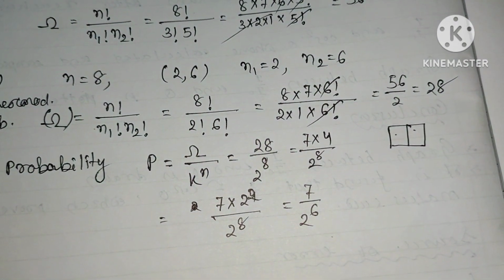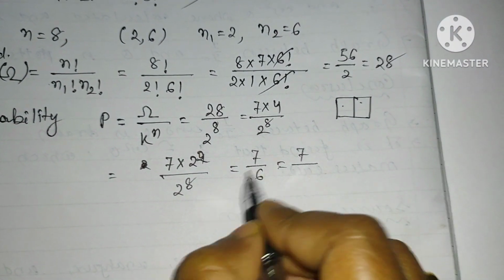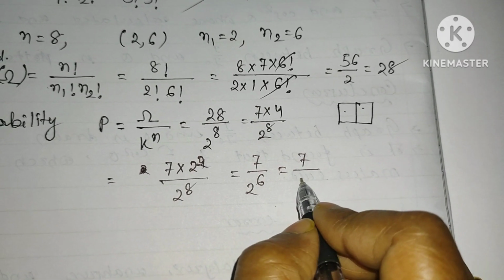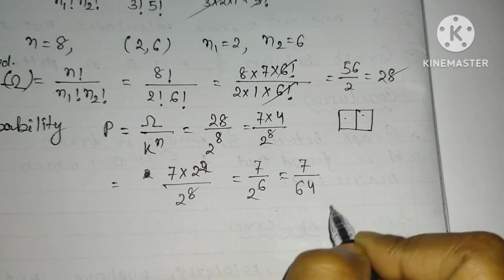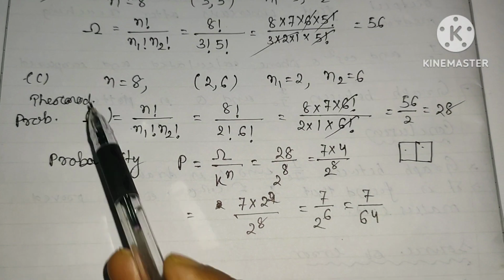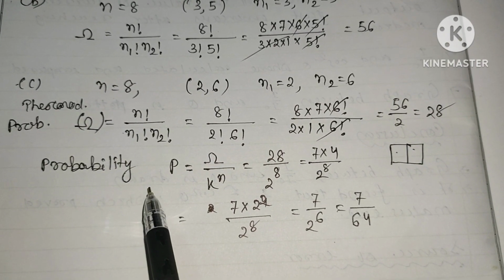8 minus 2, this is 6. So that will be equal to 7 divided by 2 raised to power 6, which is 64. So 7 by 64 will be the probability. So you can see the difference between the thermodynamical probability and simply the probability.